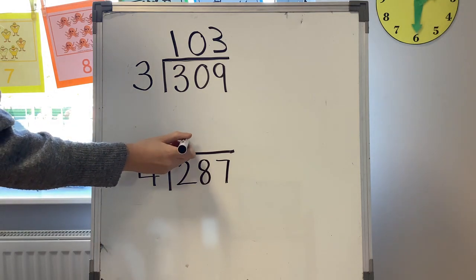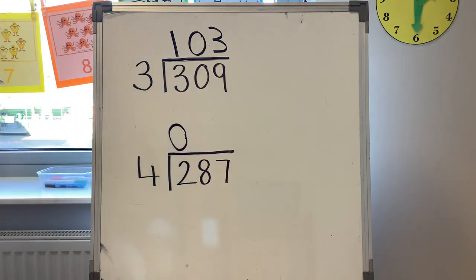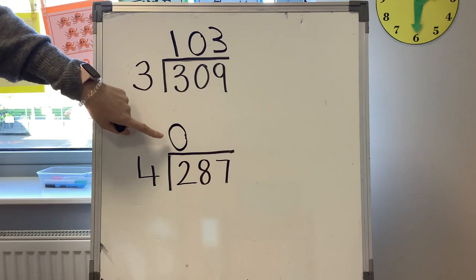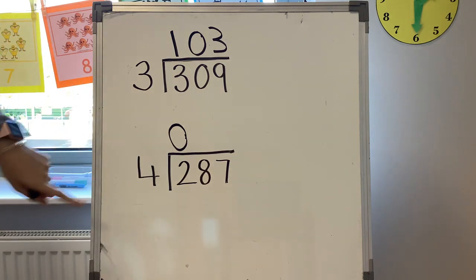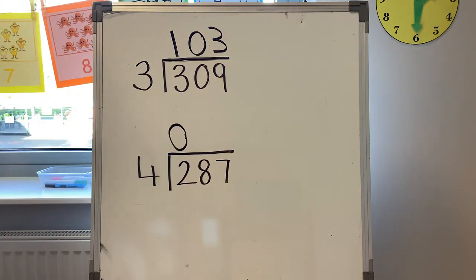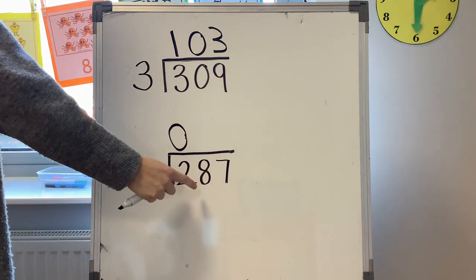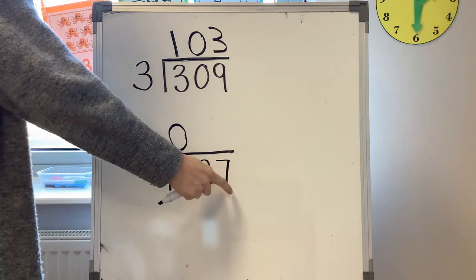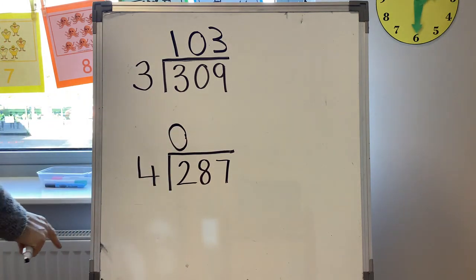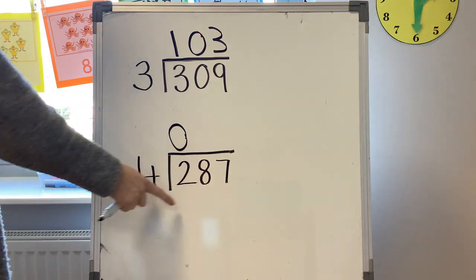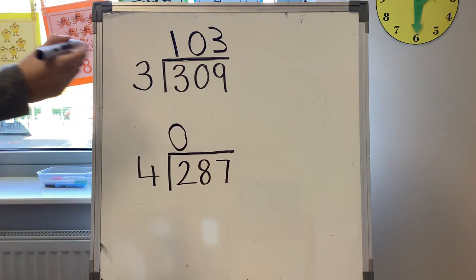For the next one, 2 divided by 4 I cannot do, so I'm going to write a 0 up here so that I don't get confused. The 0 acts as a placeholder so that I make sure that I put my answers in the right place, so that we are talking about the hundreds, the tens and the units. I don't have any hundreds up here, so now I'm going to try 28 divided by 4, which is 7.